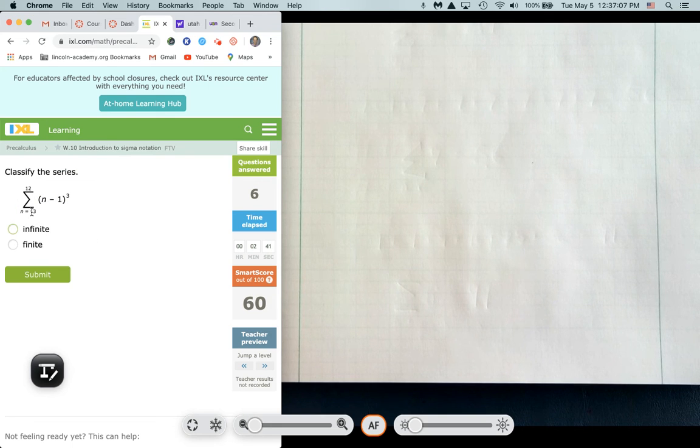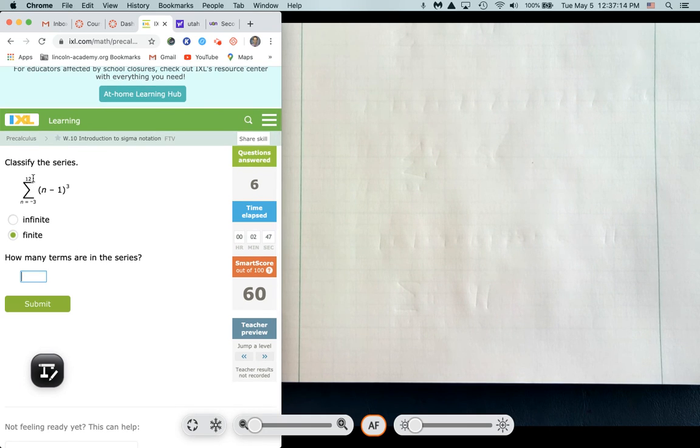Here, we're starting at negative 3. Again, we're ending at 12, so it's definitely finite. How many terms in the series? Don't accidentally do 12 minus a minus 3 and get 15, because from 1 to 12 is 12. From negative 1 to negative 3 is 3 more. 12 and 3 more is 15, but I didn't include 0.